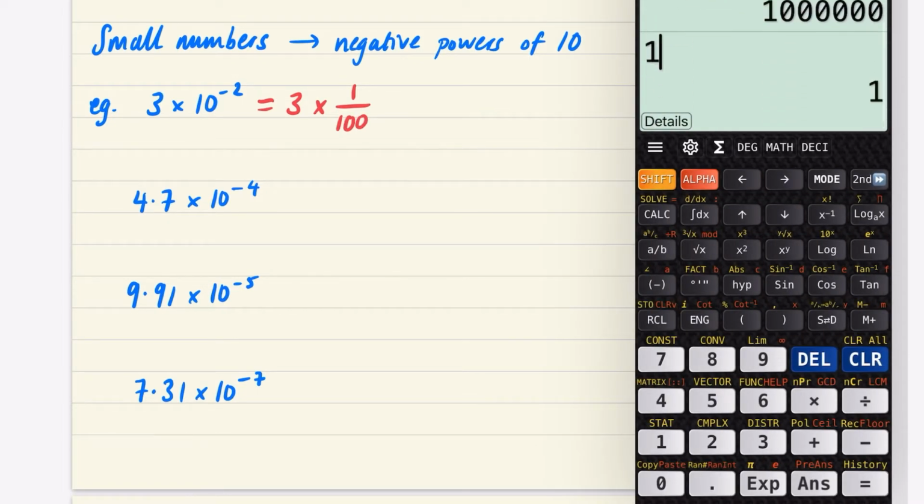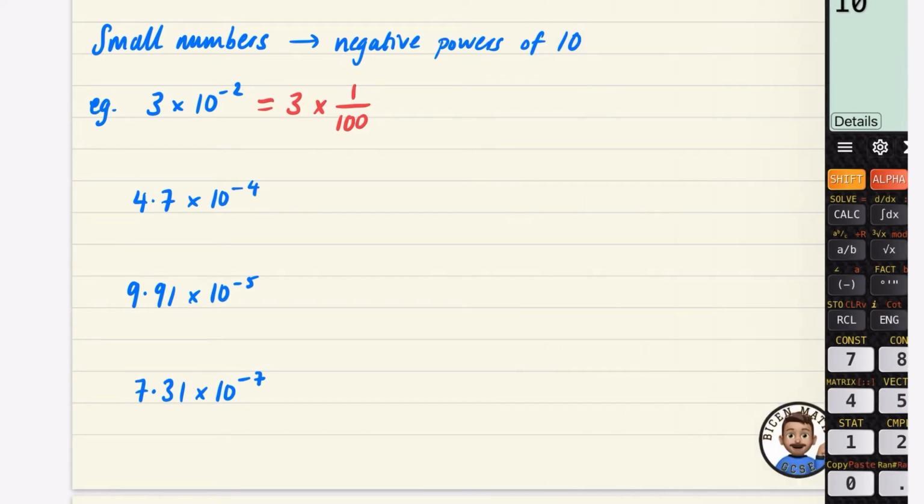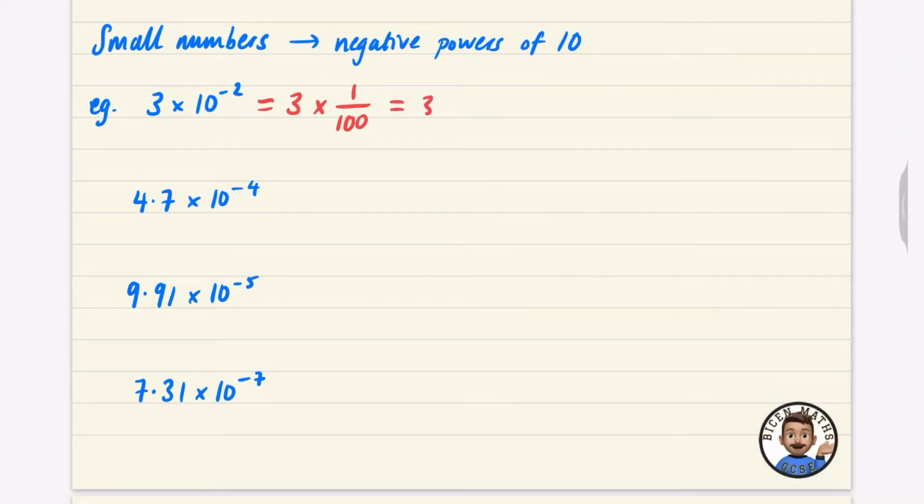I can show you it here. 10 to the power of minus 2 is 0.01, or it is 1 over 100. So this is really saying, do 3 divided by 100. Previously, when it was a positive power, we were multiplying, but this time we are dividing. And when I do 3 divided by 100, my decimal point is after the 3. I'm going to move it 1, 2 spaces. So my answer is 0.03.